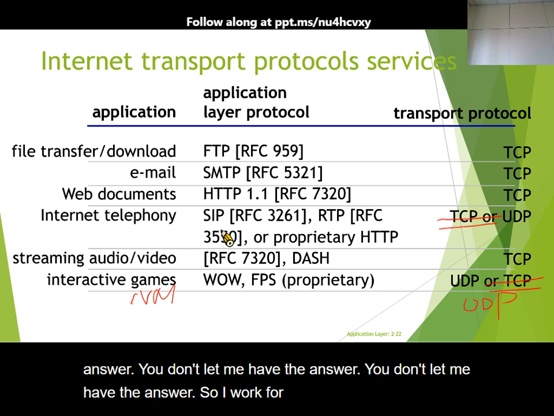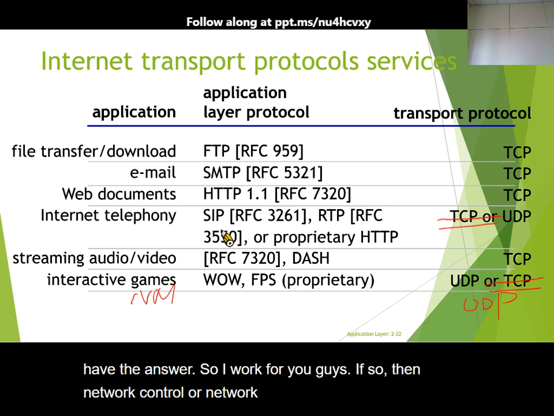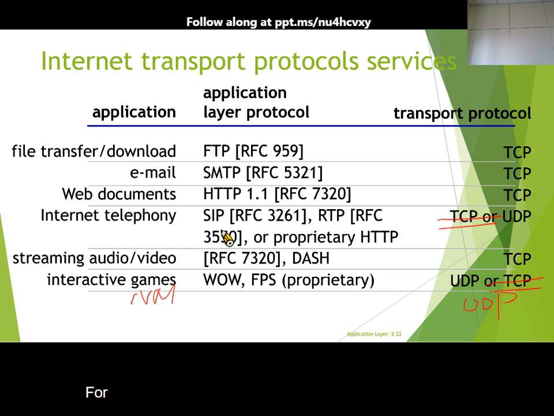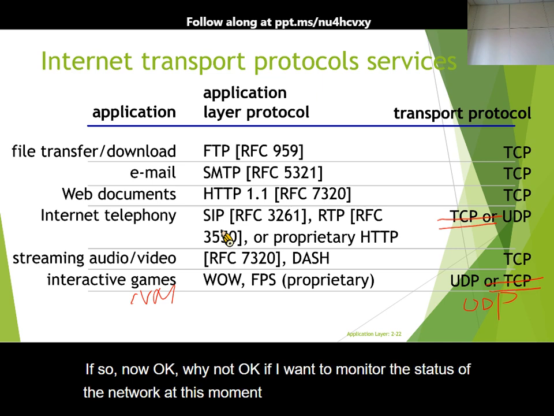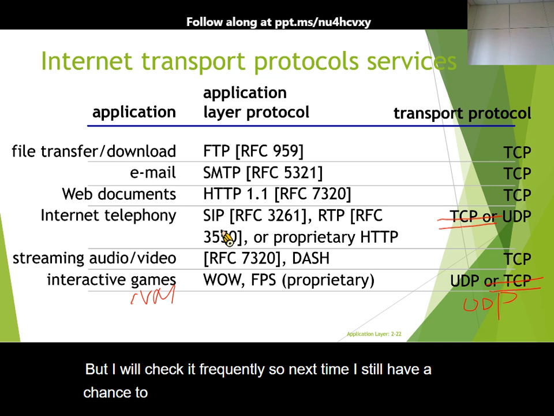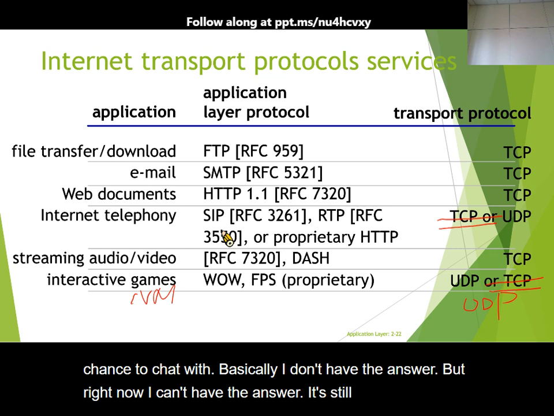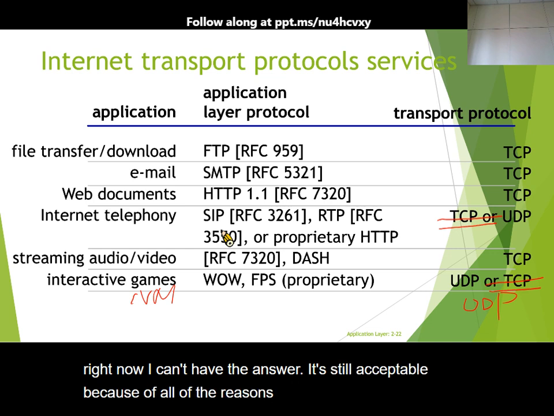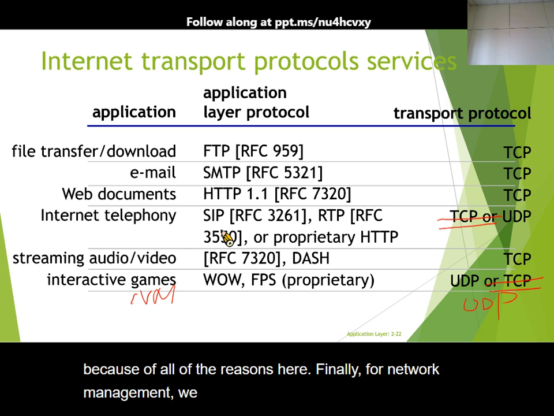If so, then network control or network management would take time for control and consume all resources. If so, not okay. Why not okay? If I want to monitor the status of the network, at this moment I can have the record, but I will check it frequently. So next time, I still have the chance to check it. Basically, I don't have the answer now, but right now I can have the answer. It's still acceptable. Because of all of these reasons, finally for network management, we will choose UDP.